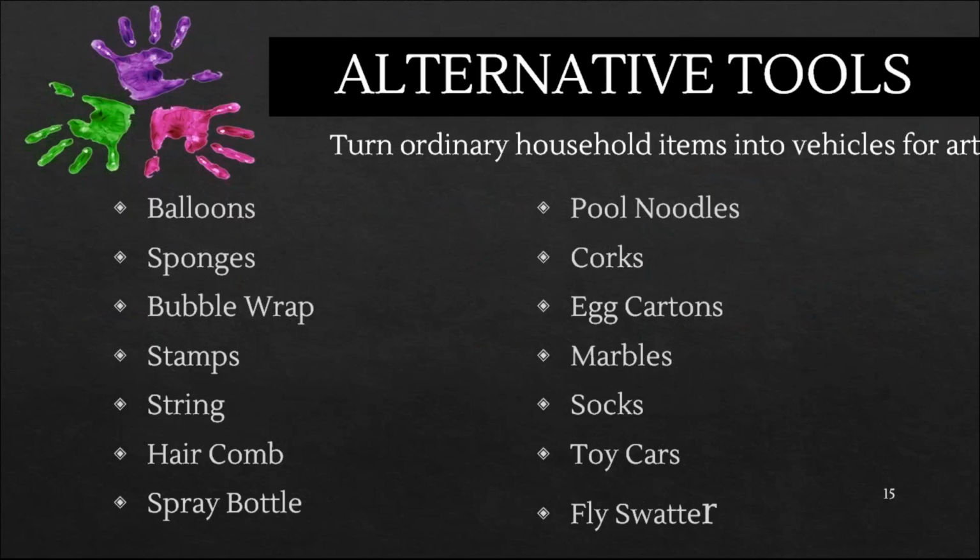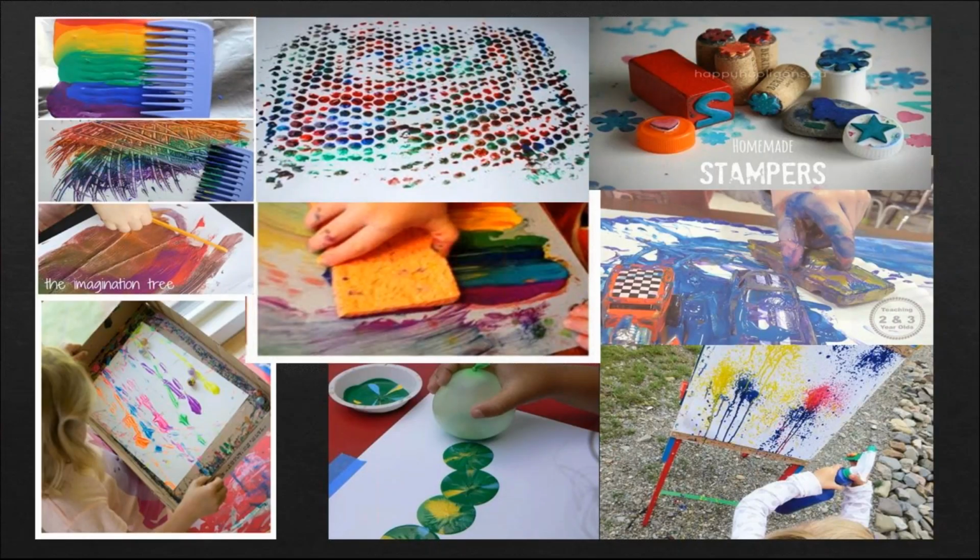Other tools that are really fun for painting would be for a more action kind of painting. We have balloons, sponges, bubble wrap. I'm going to show you spray bottles and how to even use cars and marbles. This explains in pictures what I was talking about. The bubble wrap printing is really fun.